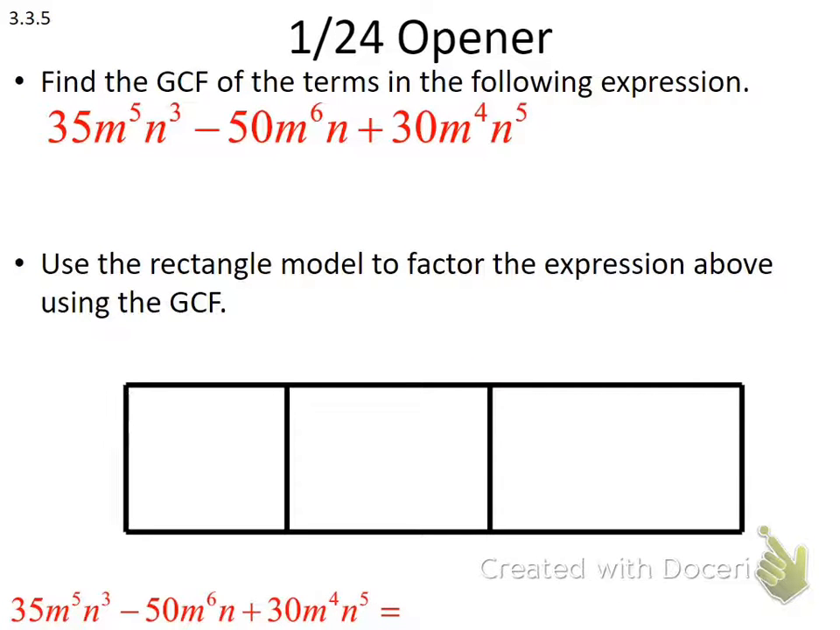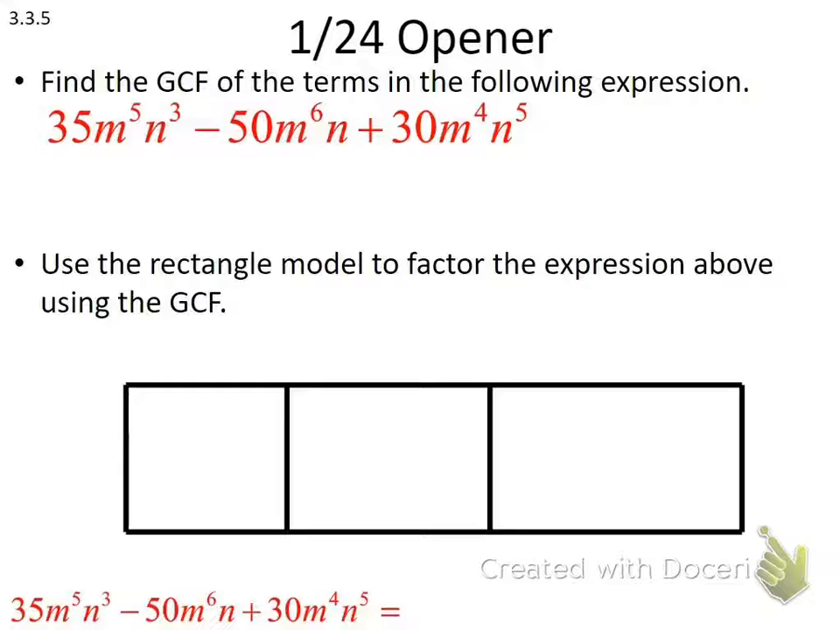Okay, so it says find the greatest common factor of the terms in the following expression. So the first thing we're going to do is look at the following expression, and we're going to find the greatest common factor of that. That's something that we've been doing for a while here. So Logan, why don't you go ahead and start by factoring 35 for me, please.